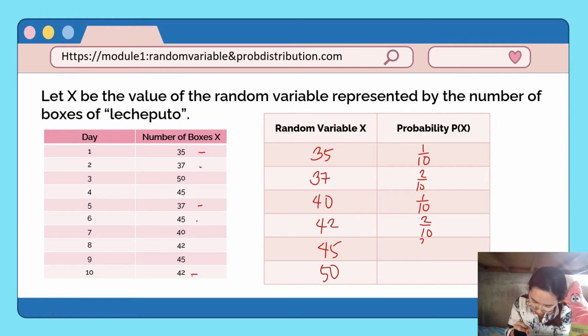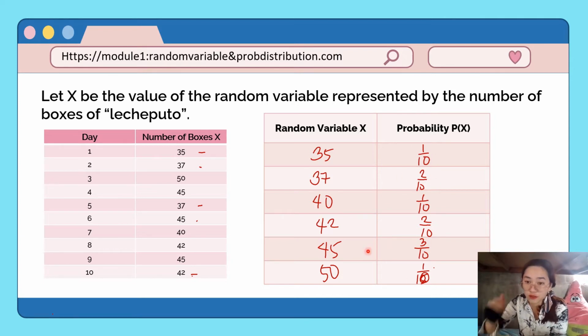So, tatlo siya. So, 3 over 10. Then, lastly, 50. Ayan. May isa lang din. So, tingnan natin kung kompleto na. Bilangin natin. We have 1, 2, 3, 4, 5, 6, 7, 8, 9, 10. So, 10 out of 10 naman yung total ng ating probability. So, let's proceed na to answer our question.